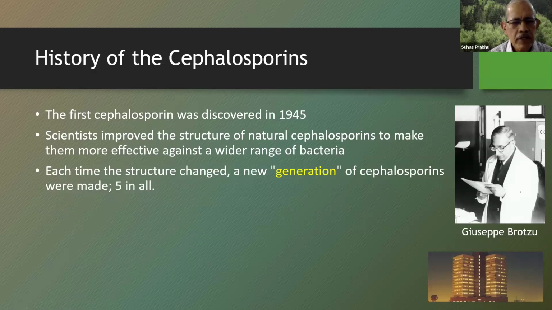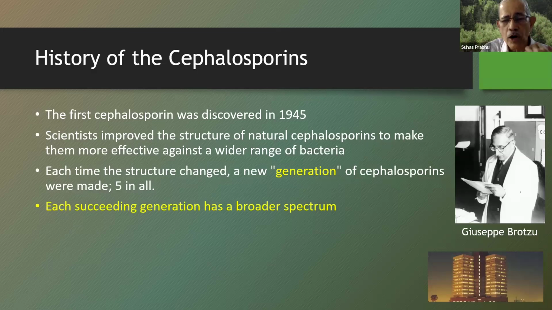And after they were discovered, the natural cephalosporin was chemically modified or structurally improved to make it more effective against a wider range of bacteria. Each time the structure was substantially changed, we got a new generation of cephalosporins. And now we have 5 of them in all. So we have first generation, second, third, fourth, and fifth generation. So each succeeding generation has a broader spectrum.